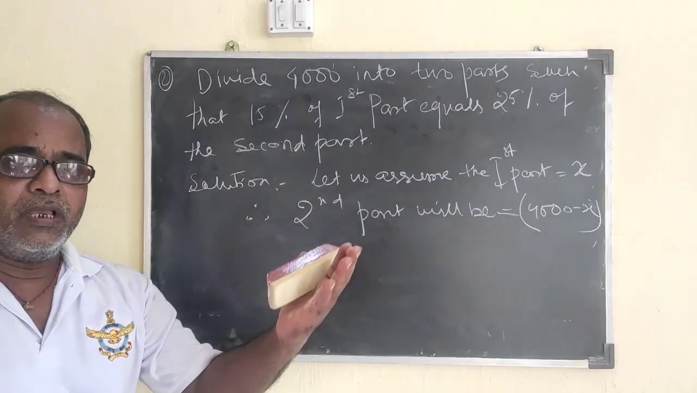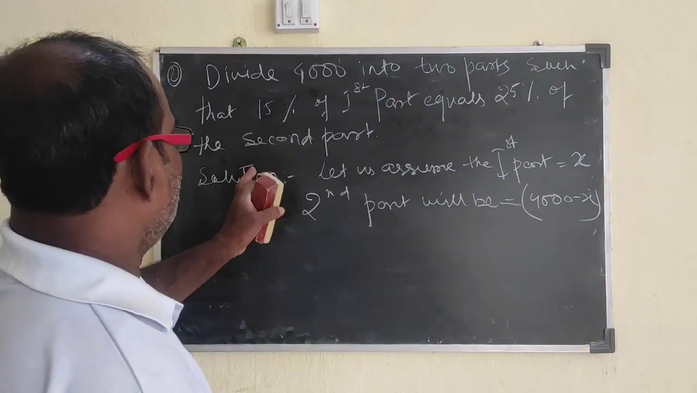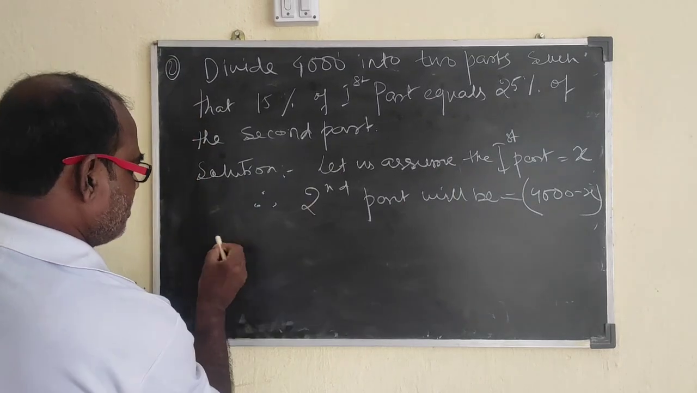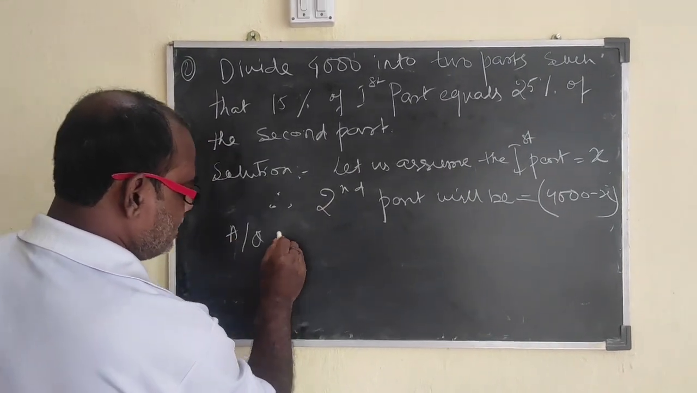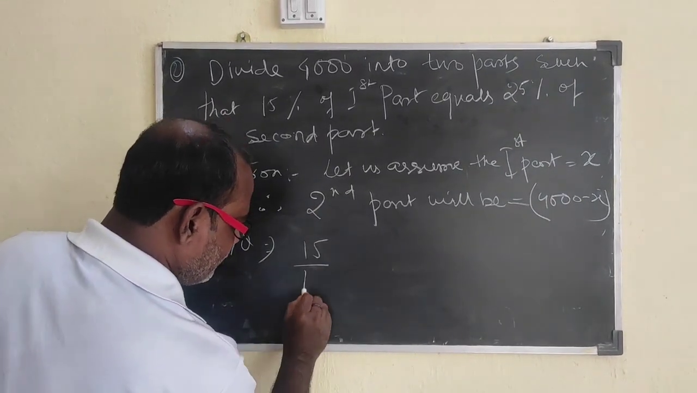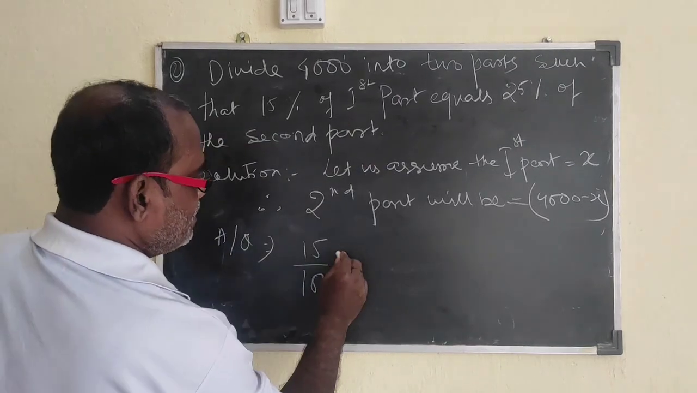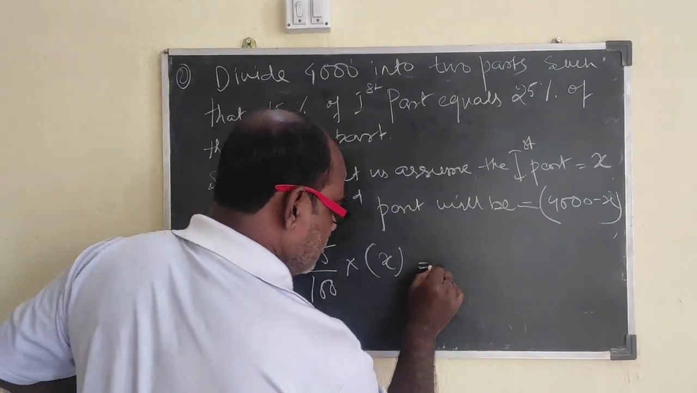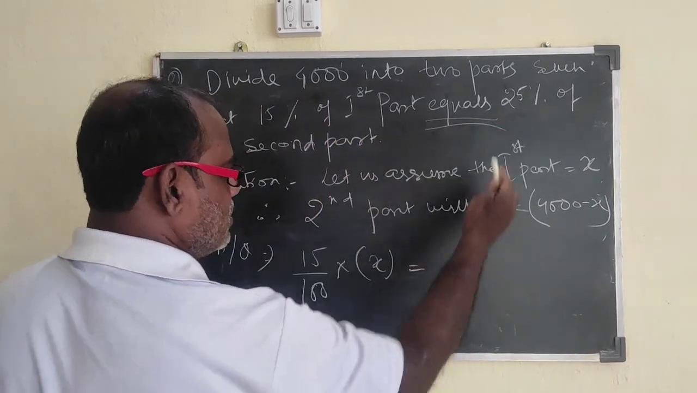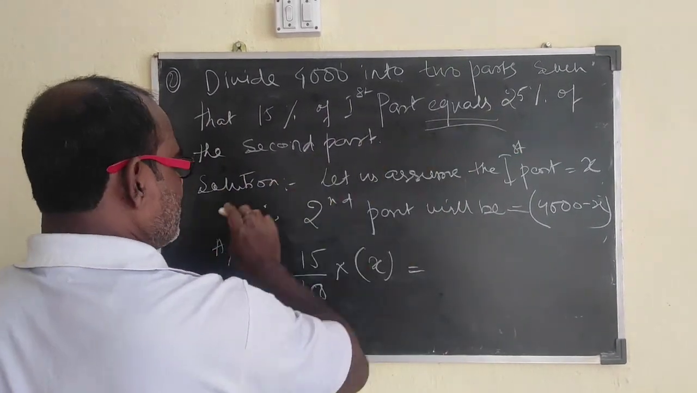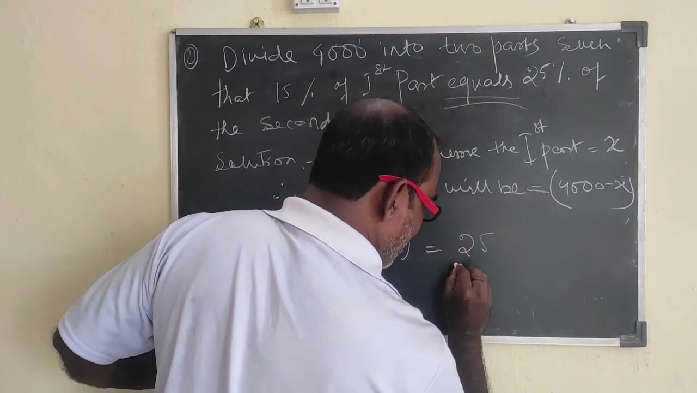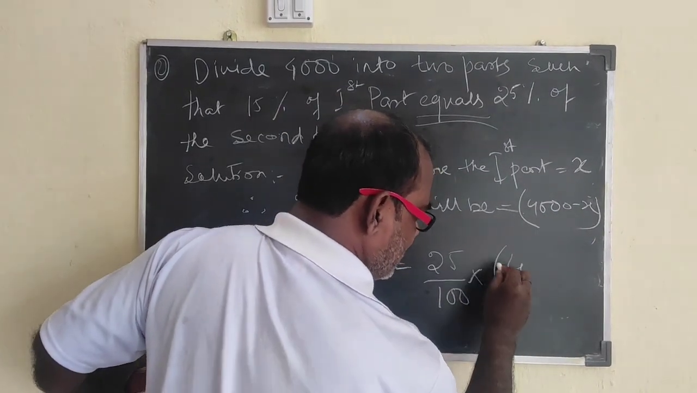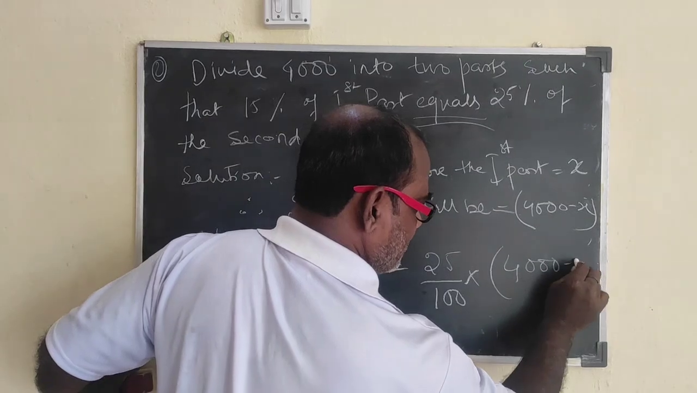Now we have to frame the equation. According to the question, 15% of the first part equals 25% of the second part. So 15% means 15/100, of means into, the first part, which is x, put it in a bracket, equals 25% of the second part. 25% means 25/100 into the second part, which is (4000 - x). Put it in brackets always.